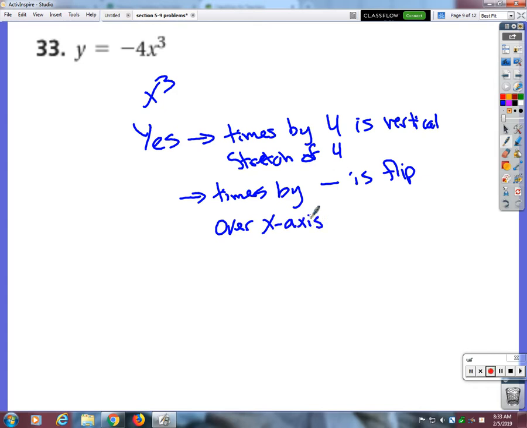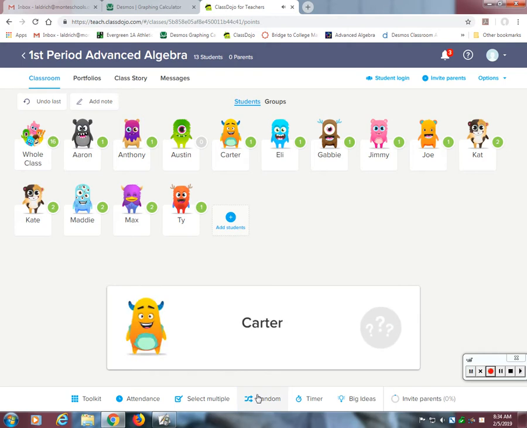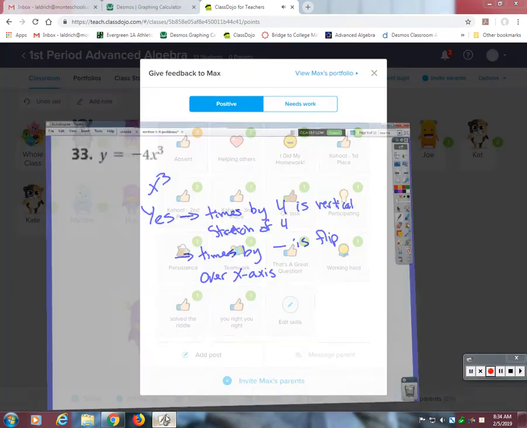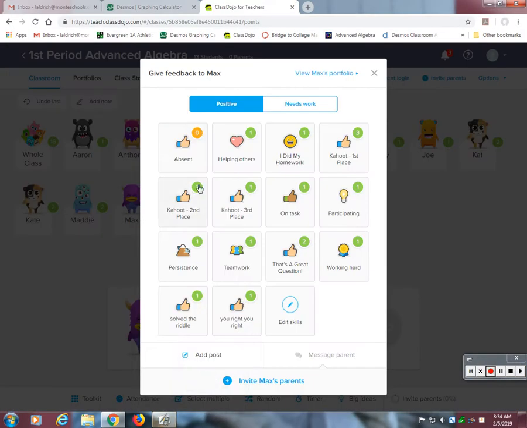So yes, you start with x cubed and you do 2 transformations and then that'll get you that, okay? Max, did you have any questions? Okay. Yes, but I have a question about polynomials. Oh, okay.